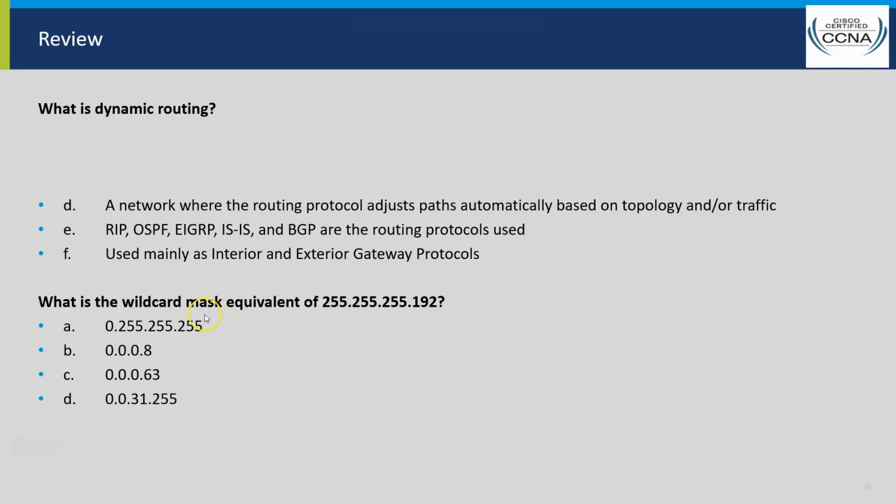What is the wildcard mask equivalent of 255.255.255.192? Well, you know it's going to be 0.0.0.something, subtracted from 255. And when we subtract 192 from this, we're going to get B here. We're going to get C here. The 8 would be for what? 248. If it was 248, it would be 8.